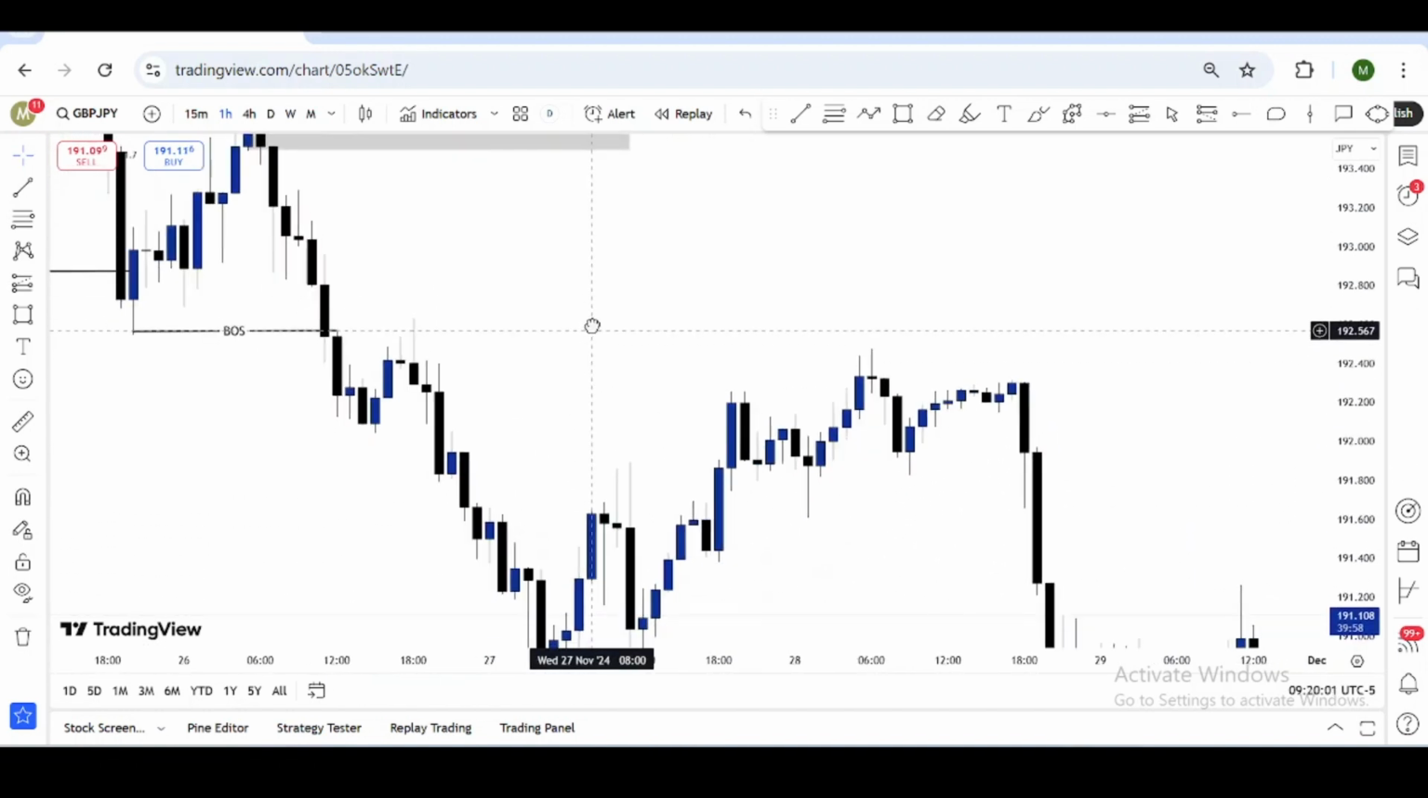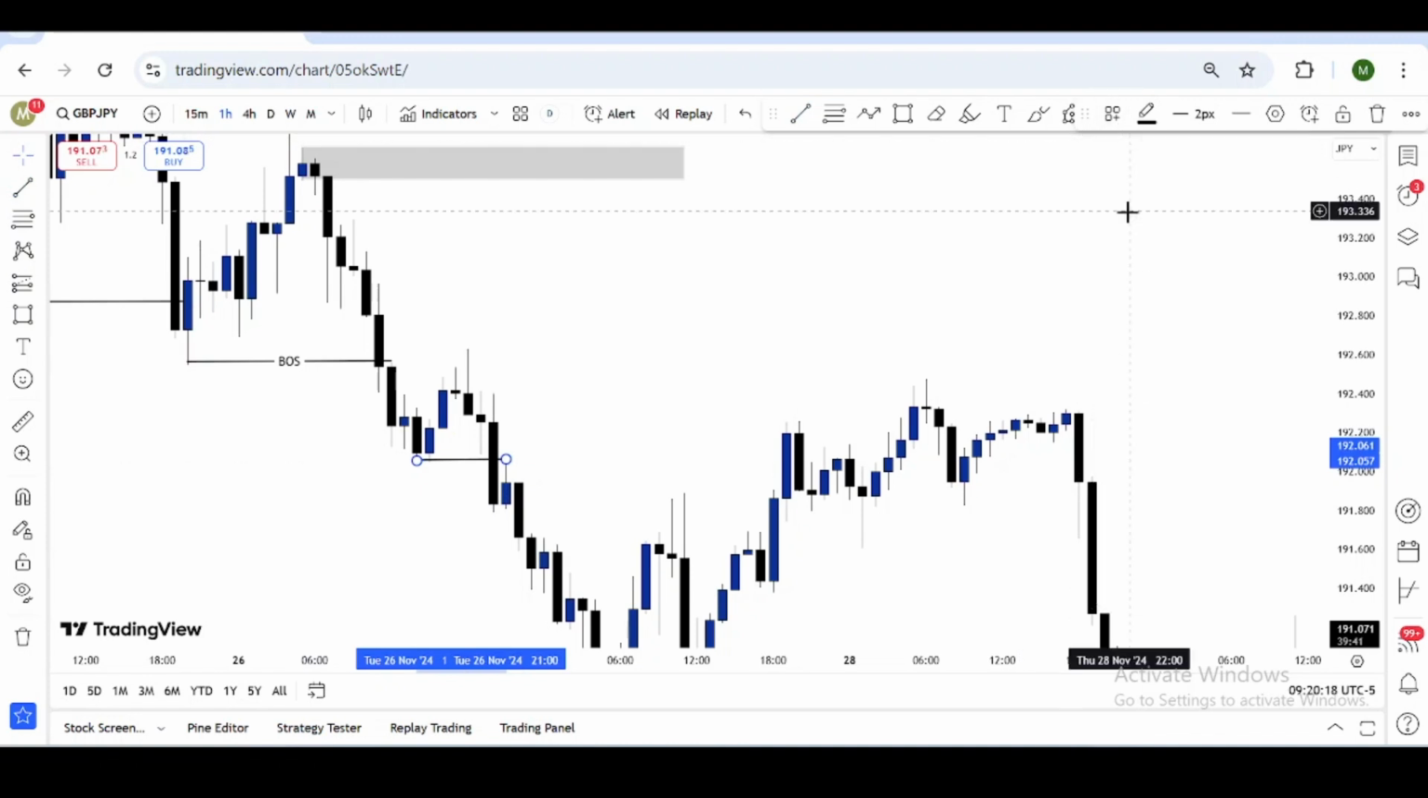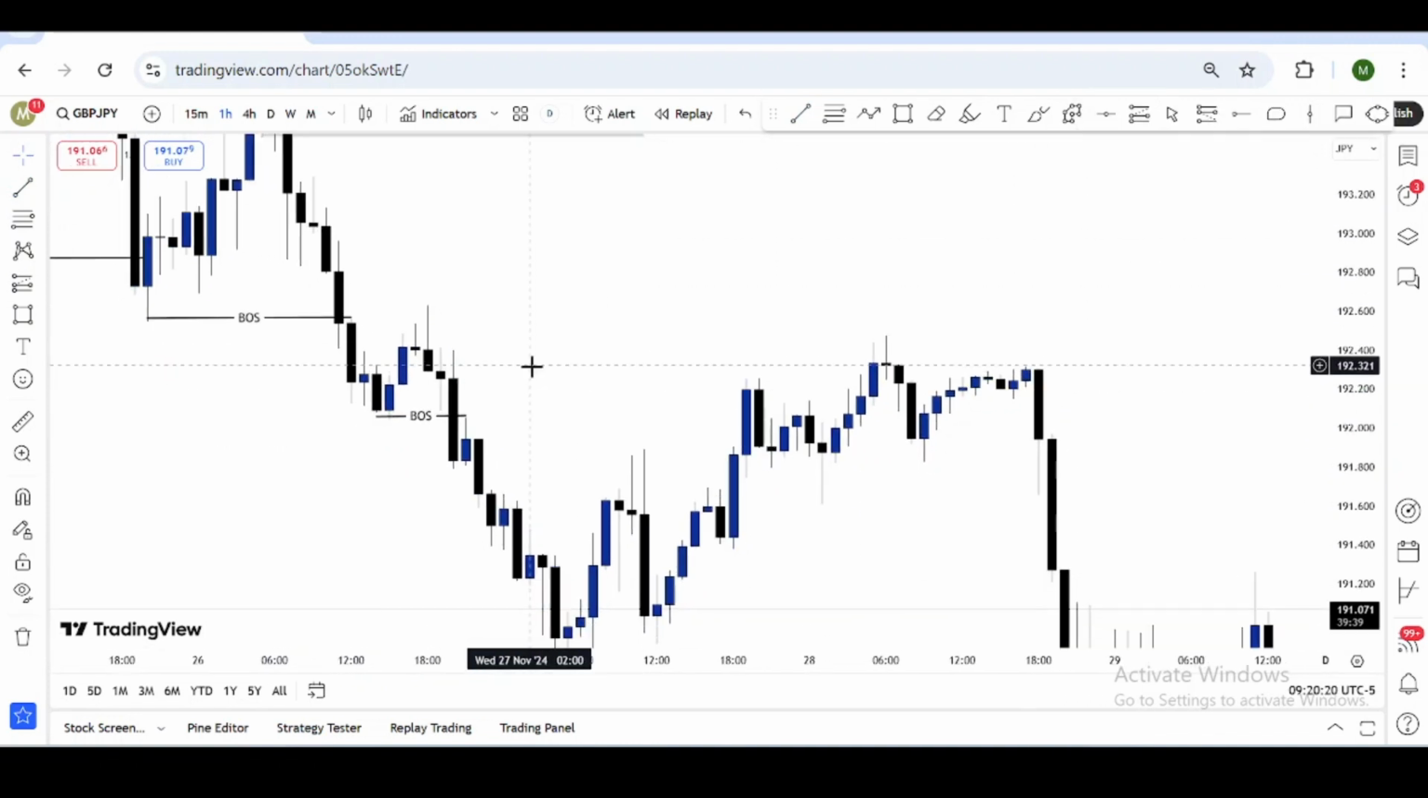Okay, now let's identify another order block. Let's identify another bearish order block. The first thing you want to look out for is a break of structure. Okay, here we have a break of structure at this point. Now, where is the origin of this break of structure? This is the origin, right?